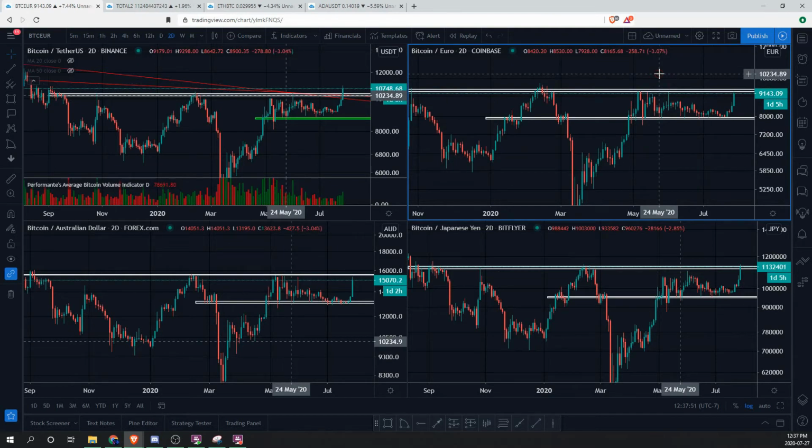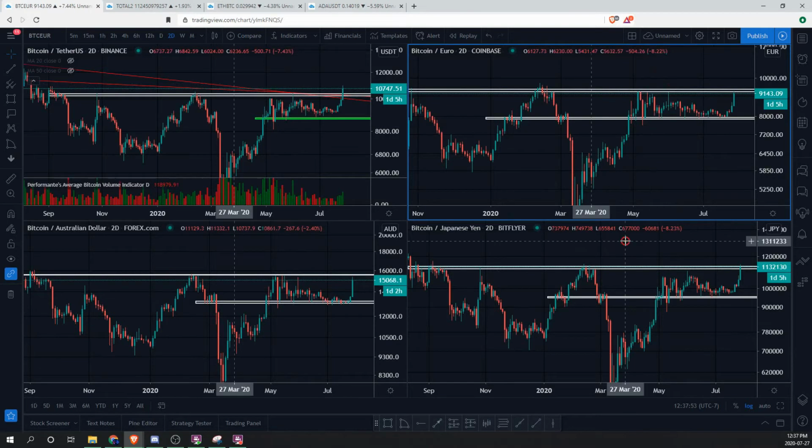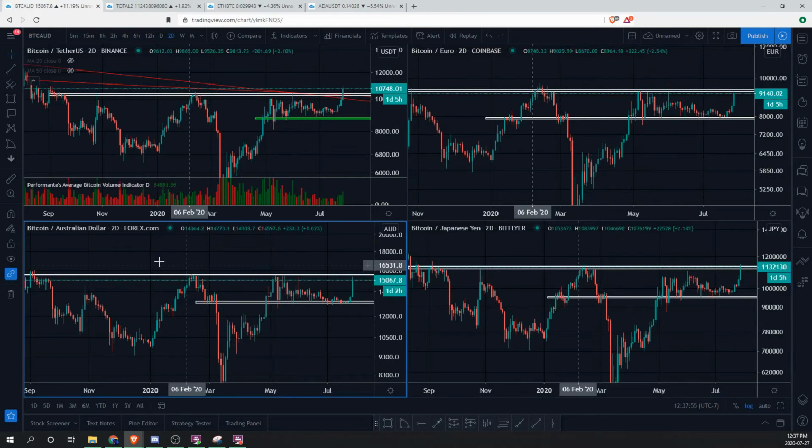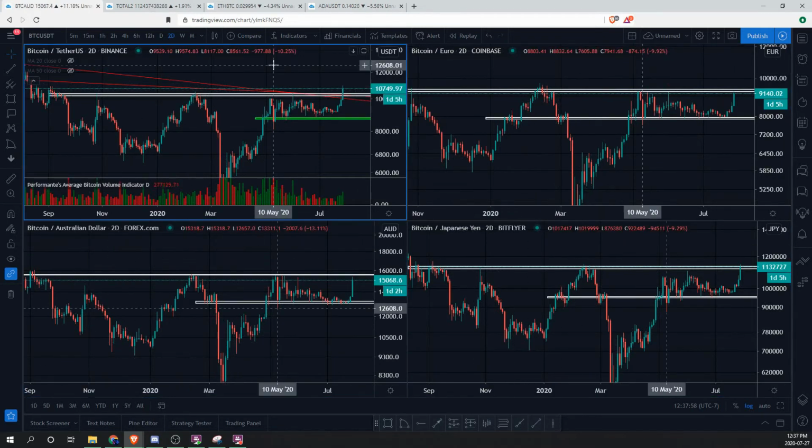We see top right is going to be Euro, bottom right is the Japanese yen, left bottom is going to be the Australian dollar, and then we see USD or US Tether on the top left-hand corner, which is what we're always comparing Bitcoin with. But what's interesting is when you compare Bitcoin with other currencies, right? Because we do know that there are other currencies in the world that people use.